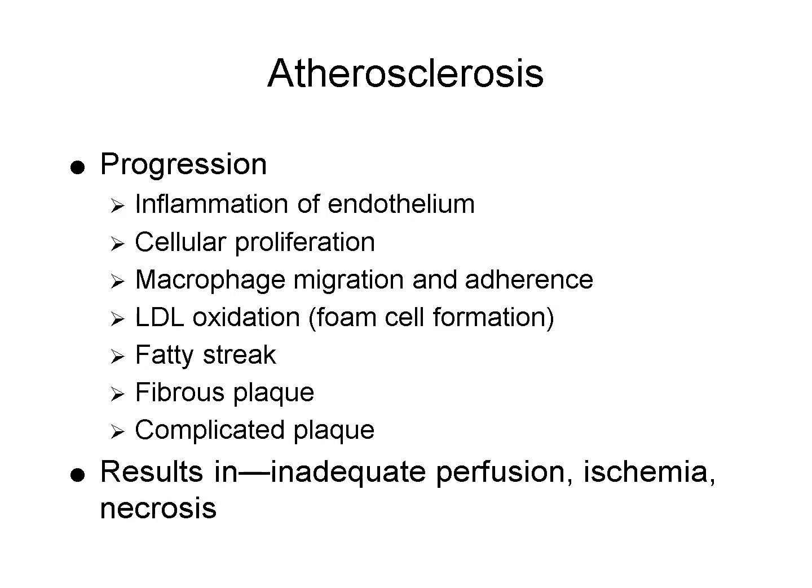The progression of atherosclerosis begins with inflammation of the endothelium, leading to cellular proliferation and macrophage migration. Low-density lipoprotein oxidation creates foam cells, resulting in fatty streaks. Over time, fibrous plaques and complicated plaques can form, severely restricting blood flow and causing tissue ischemia and necrosis.